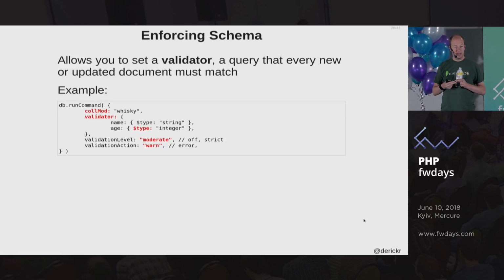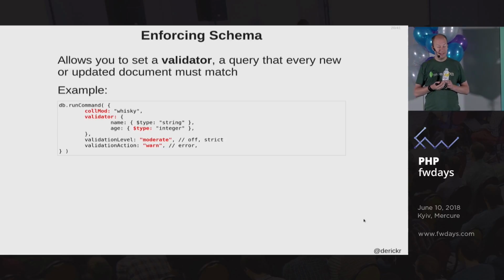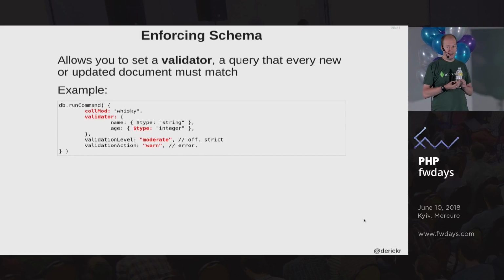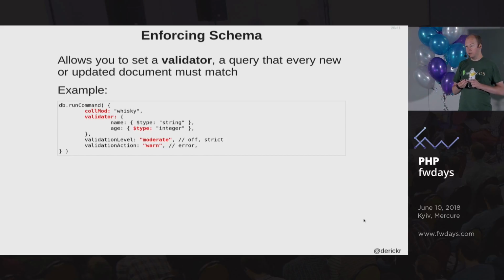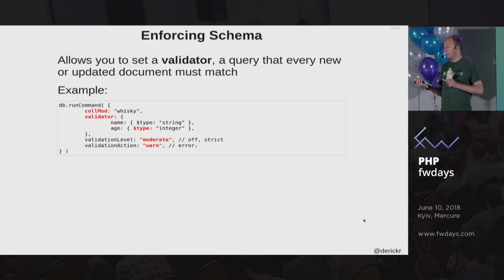The validator says, well, each document needs to have at least these two fields. They need to have name and age. And name needs to be of type integer. It needs to be a number. And, sorry, I said that the wrong way around. Name needs to be of type string, a text, and age needs to be a number.